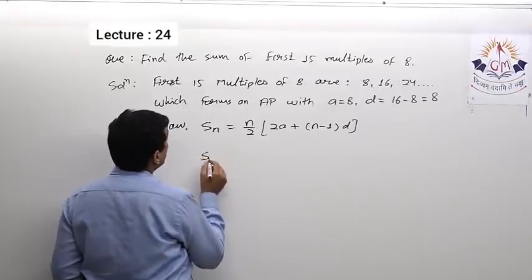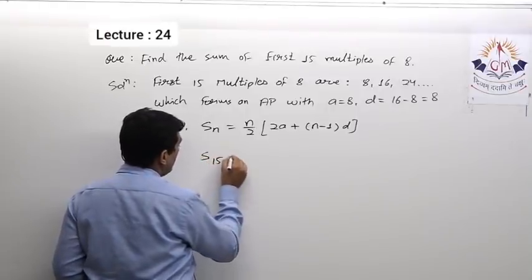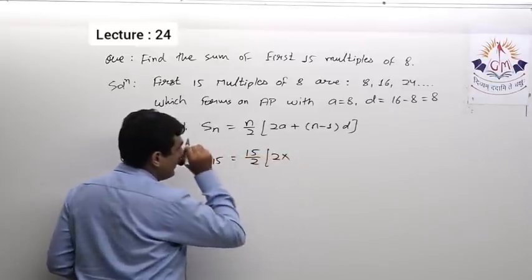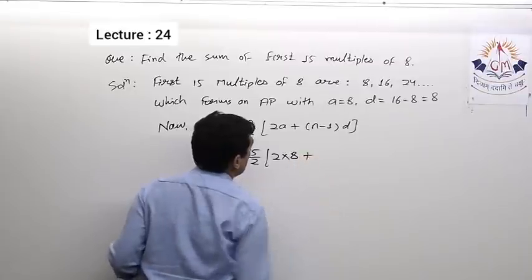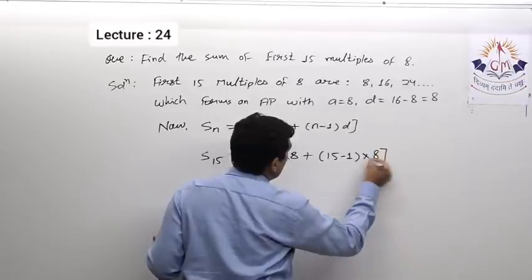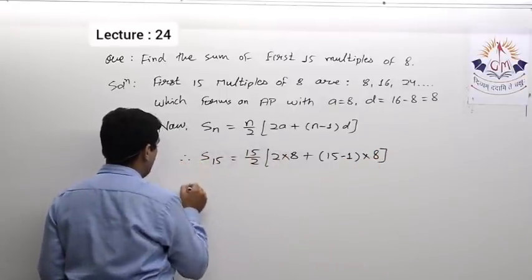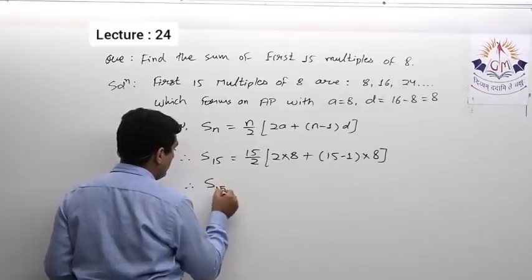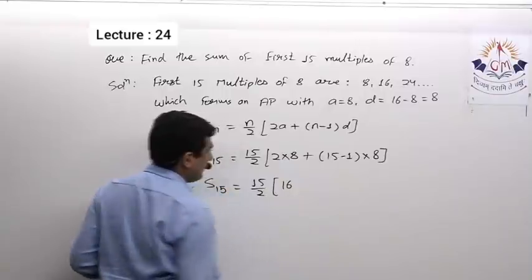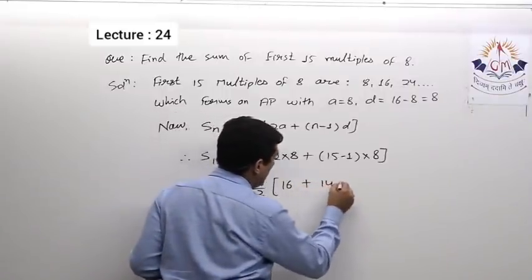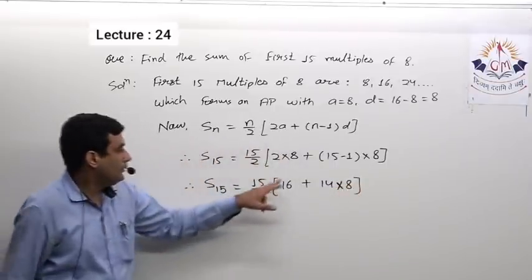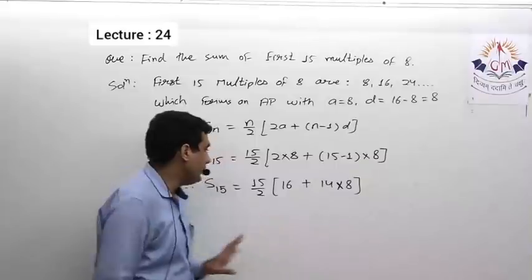So S15, first 15, is 15 by 2, 2a, where a is the first term, that is 8, plus n minus 1, that is 15 minus 1, into d, that is 8. Now 15 by 2, 2 into 8, that is 16, plus 14 into 8.